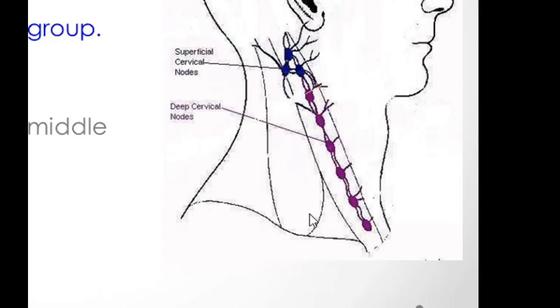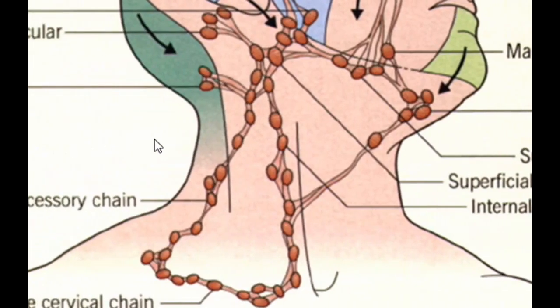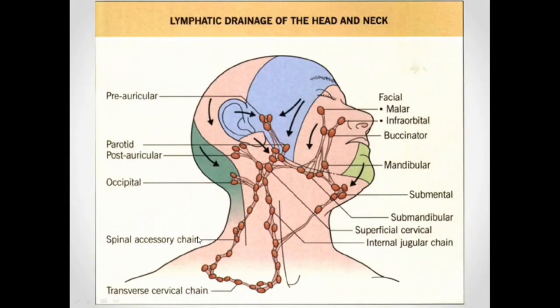I will show you the spinal accessory chain. These are the spinal accessory chain, transverse cervical chain, and internal jugular chain; these are the deep group, and these are the superficial cervical group.